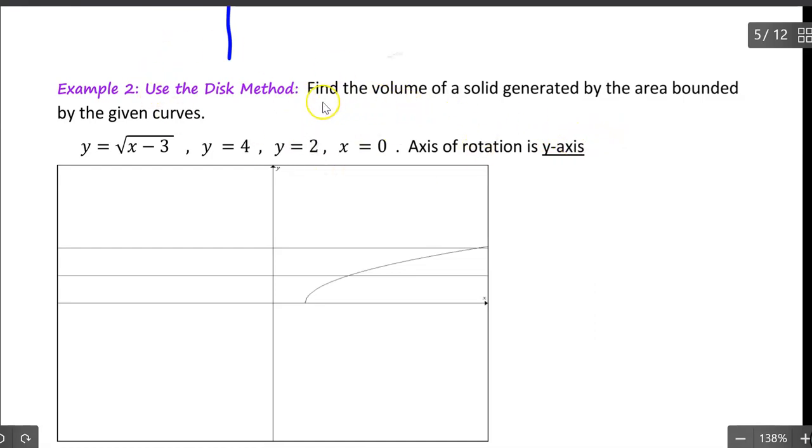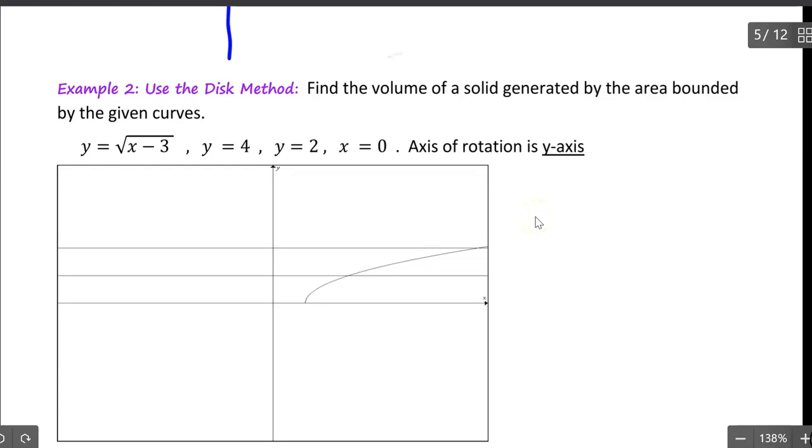So each time that you have to find the volume of a solid generated by a certain area, it always gives you all of these functions to work with, unless they ask you to find the upper and the lower limit. But this particular example is giving us y equal to 4, y equal to 2, and x equal to 0. Then what we need to do is identify all that. So what is x equal to 0? X equal to 0 is the y-axis.